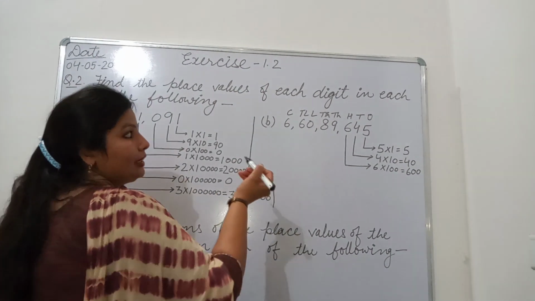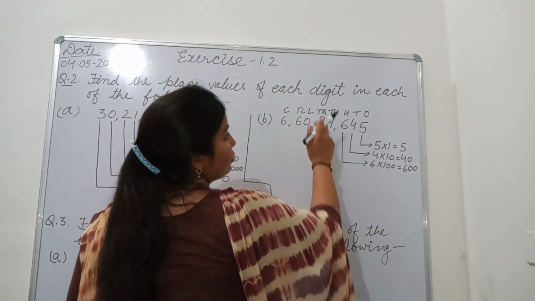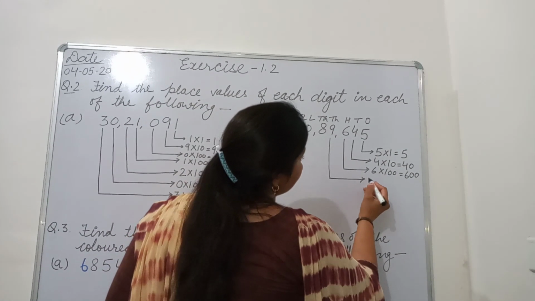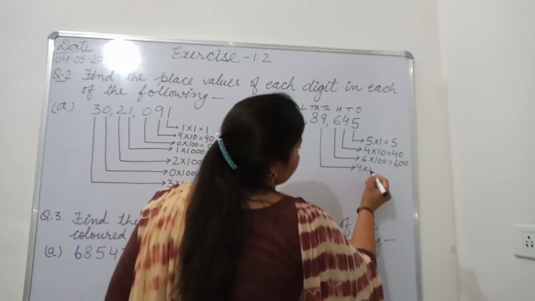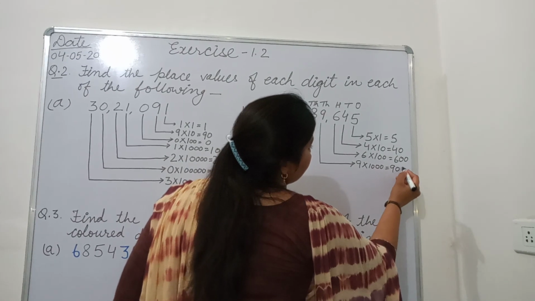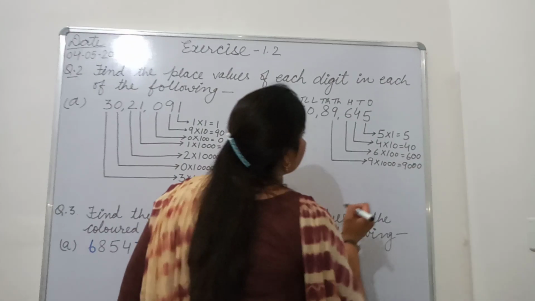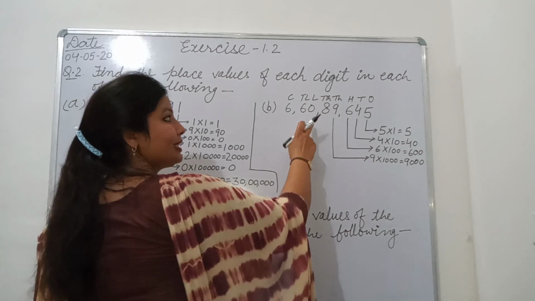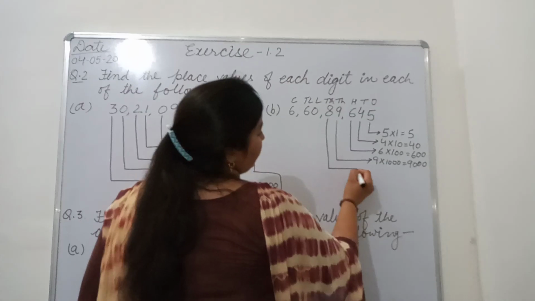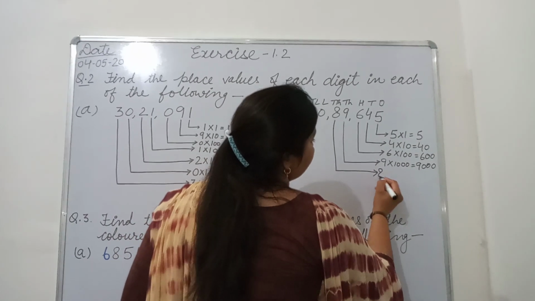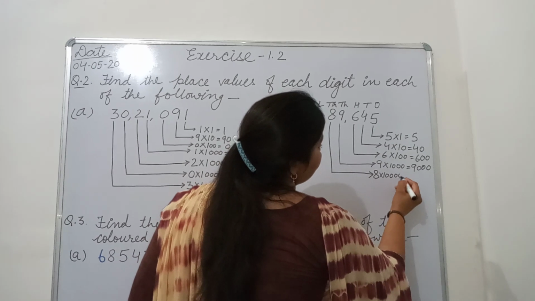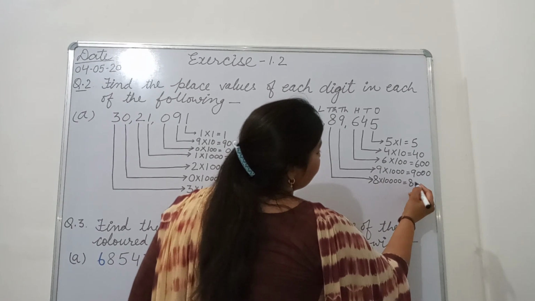Okay, now we find 9 is on which place? On 1000. So now 9 multiply by 1000. So when 9 multiply by 1000, it becomes 9000. Okay. Now we go on the next digit. Next is 8. 8 is on which place? On 10,000. So 8 multiply by 10,000. So when 8 multiply by 10,000, it becomes 80,000.